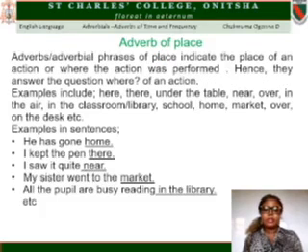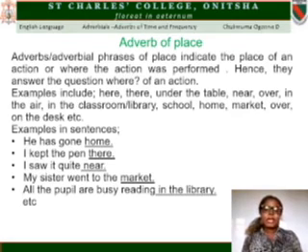Now let's look at another type of adverb, which is adverb of place. Adverbs or adverbial phrases of place indicate the place of an action or where the action was performed. Hence, they answer the question where of an action. Examples include here, there, under the table, near, over, in the air, in the classroom or library, school, home, market, over, on the desk, etc.